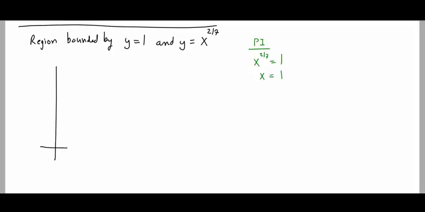Y equal 1, that's easy. It's just a horizontal line. So there's y equal 1. Now let's go ahead and look at y equal x to the 2/7. If we plot some points here, if I plug a 0 in for x, I get a 0 back out. If I plug a 1 in for x, I get a 1 back out. So there's that point of intersection of 1, 1.